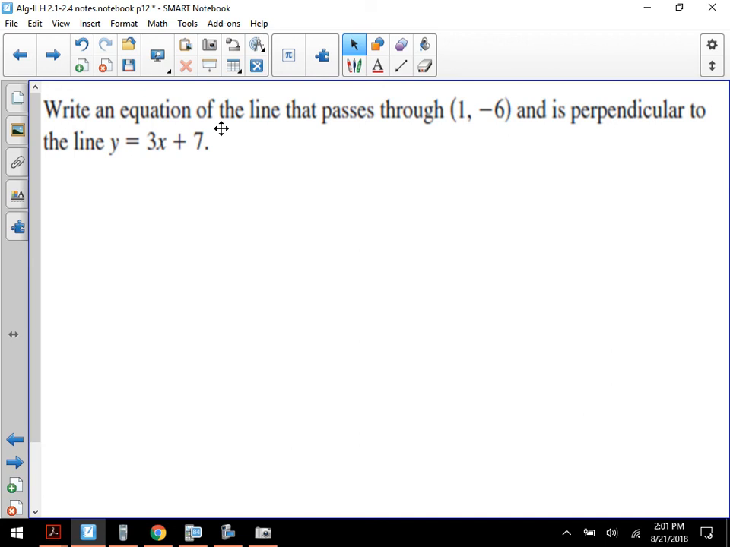Anyway, so this is also something you guys have done. Write the equation of the lines that are parallel, or write the equation of the lines that are perpendicular to a given line through a specific point. I know you've all seen this before.